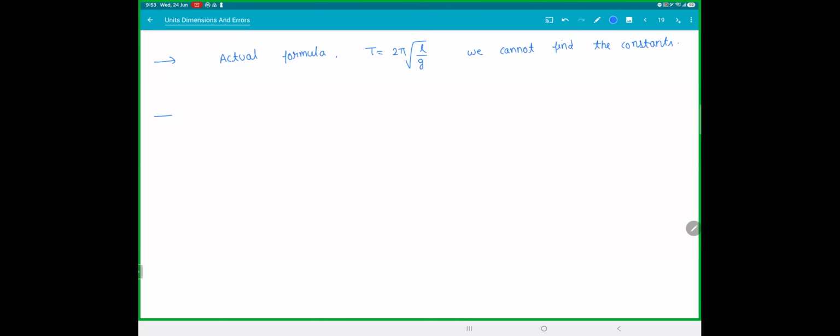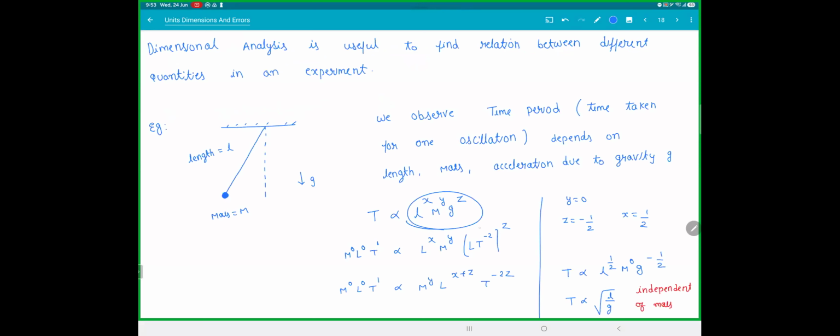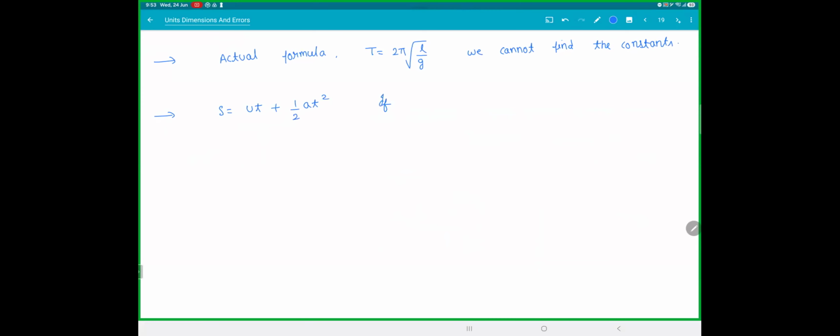Second thing, if your formula is made of terms adding or subtracting, like ut plus half at square, this method won't work. Because if you look at this method, it is supposed to be multiplication of the quantities, right? So if you had a formula where you had to add or subtract, this method goes off. Addition or subtraction of terms, it doesn't work.